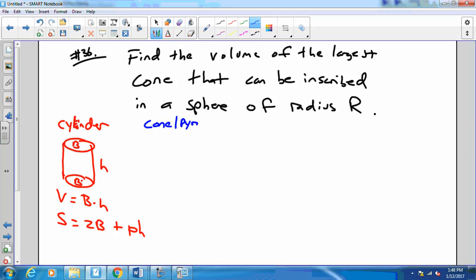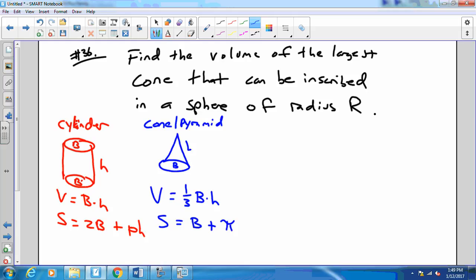Except our can had an open top, so we only added 1 base to it. The second type of shape that shows up a whole lot is a cone or a pyramid. And with a cone or a pyramid, you have a base, but now the whole thing comes to a point. And the volume, therefore, is 1/3 of the volume of the corresponding cylinder. And we can actually prove that formula with calculus, but we'll just leave it as it is for now. If I happen to have a circular cone, then the surface area can be found by adding base to the lateral area.